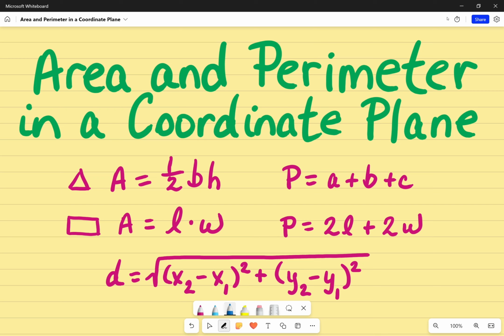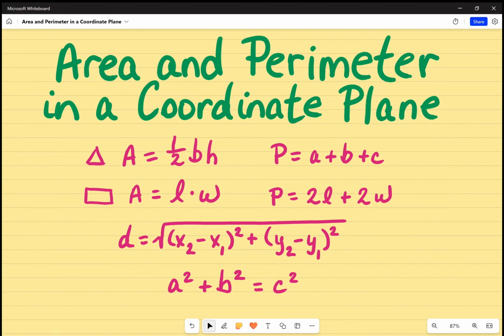This video will cover area and perimeter in a coordinate plane. The formulas below will be used in the examples. The first one is the area of the triangle, base times height, and A, B, C are the sides of the triangle. The rectangle, length and width. For the perimeter, you want to take 2 of the lengths and 2 of the widths and add those together.